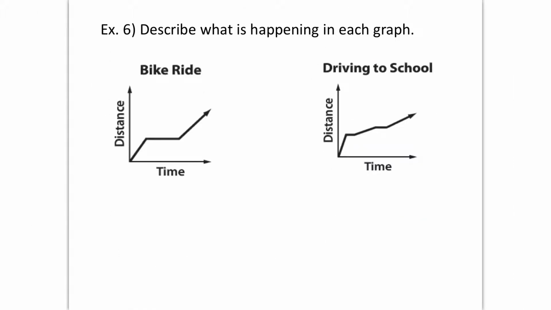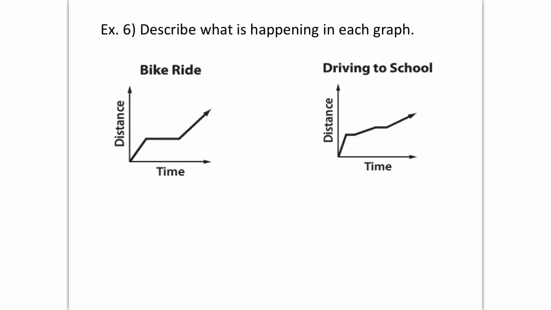So let me show you here. I have 2 different graphs. One of them is representing a bike ride, and the next one is representing driving to school. In the graph, this is the first quadrant. The x-axis has a name. The x-axis represents time, and the y-axis represents the distance for this graph. Over here is the same thing. You have the time and the distance. So you can represent what's happening to that person that's riding a bike or is driving to school when you read the graph.